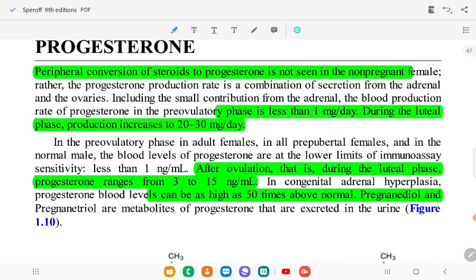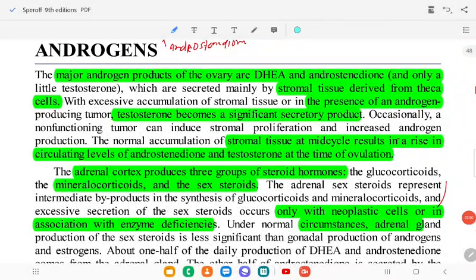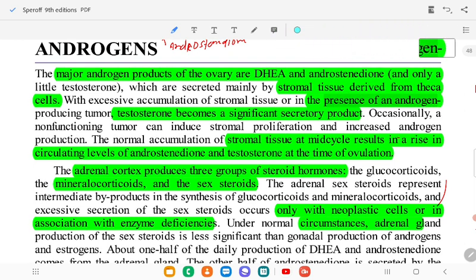Pregnanediol and pregnanetriol are the metabolites of progesterone that are excreted in the urine. Okay. The major androgen product of the ovary is DHEA, dehydroepiandrosterone, which is secreted mainly by the stromal tissue derived from the thecal cells, with excessive accumulation of stromal tissue in the presence of an androgen-producing tumor. Then testosterone becomes a significant secreted product. Occasionally, non-functional tumors can induce stromal proliferation, increasing androgen production. The normal accumulation of stromal tissue at mid-cycle results in a rise in the circulating levels of androgen and testosterone at the time of ovulation.